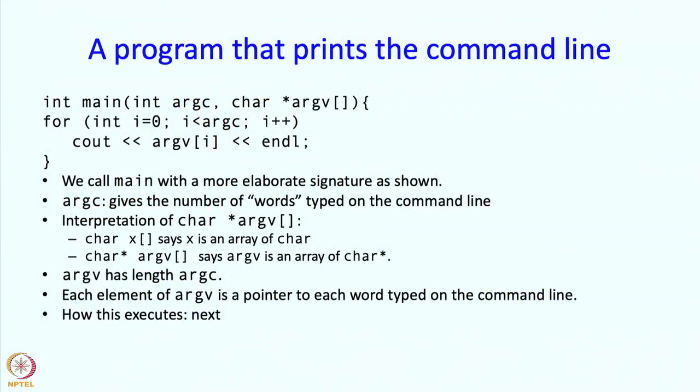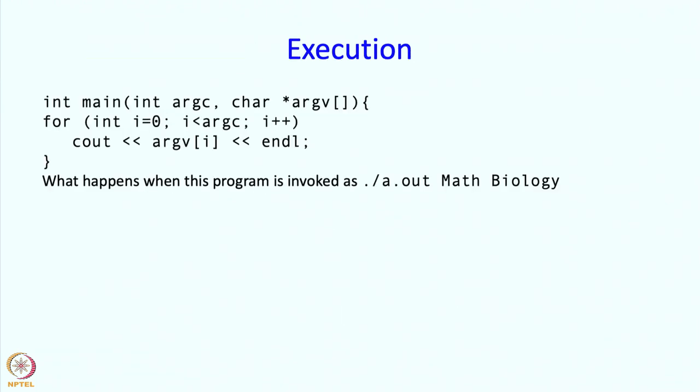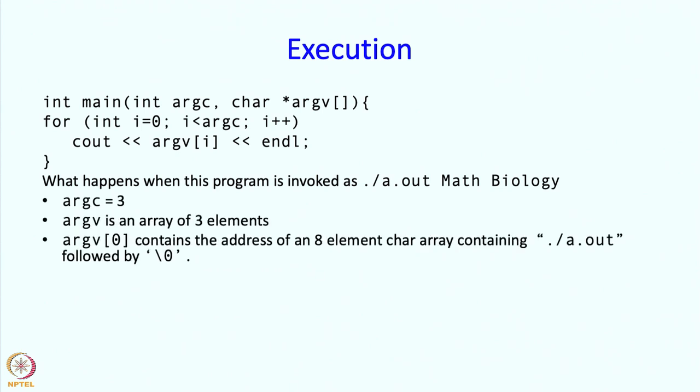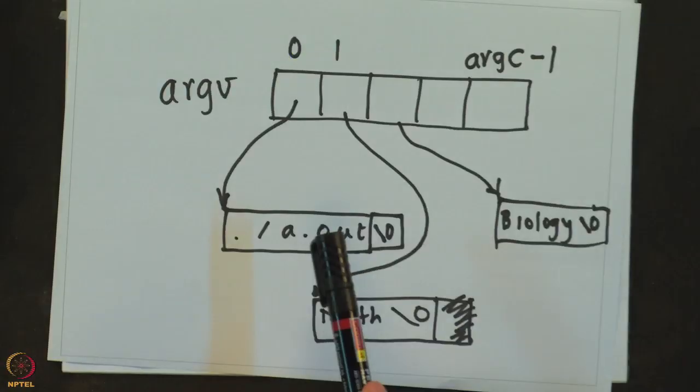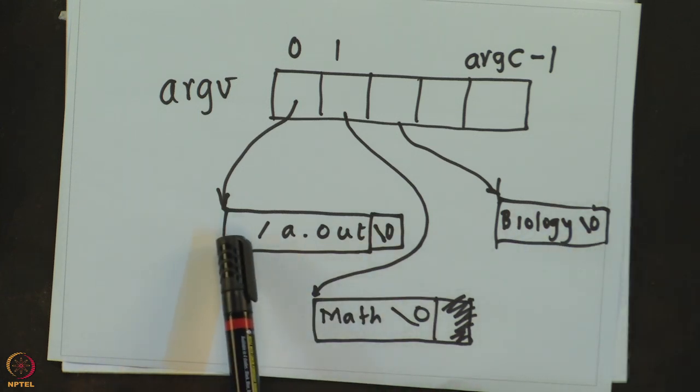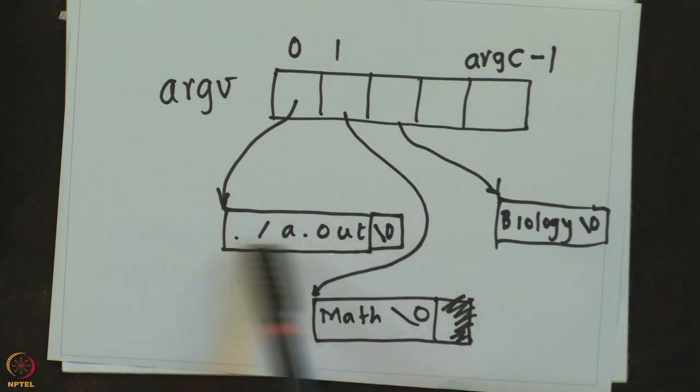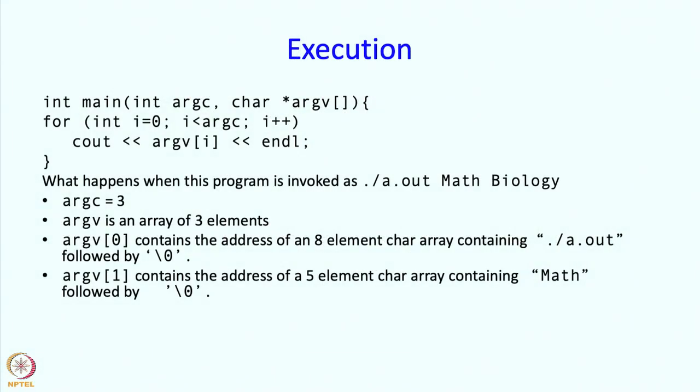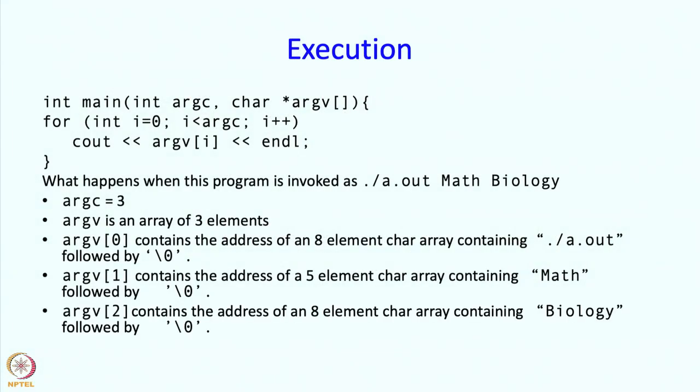I have basically told you how this executes, but let us just do it again very clearly over here. So argv is an array of 3 elements. argv[0] contains the address of an 8 element array containing ./a.out followed by null. So why 8 elements? Dot, slash, a, dot, o, u, t, and null. Notice that C++ will allocate exactly as much space as we want. argv[1] contains math followed by null, and argv[2] contains biology followed by null. So when these things are executed, ./a.out, math and biology will get printed.